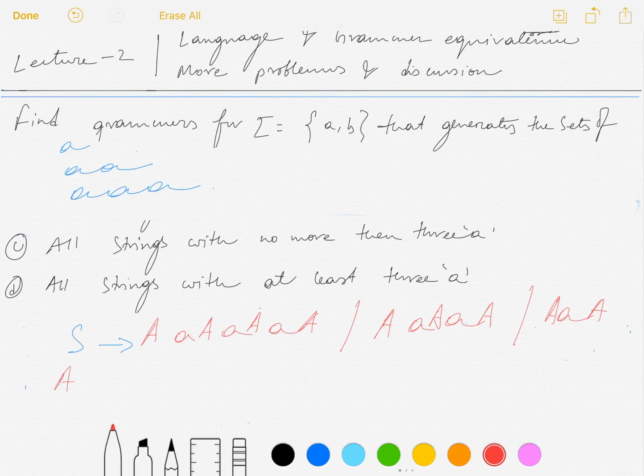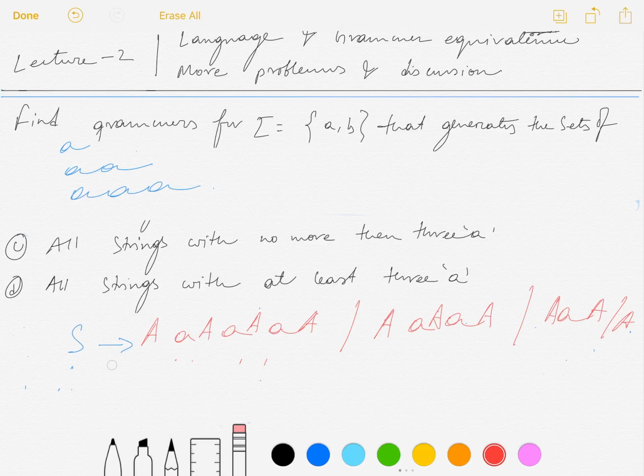Now, this A will be replaced by a b or lambda. Now, how can I ensure that there should not be any a? To ensure that there is no a, because it is written that no more than 3 a must be there, this S will be replaced by lambda also. So, when I do not require any a, in that case this S will be replaced by A and A will be replaced by lambda. That is it.